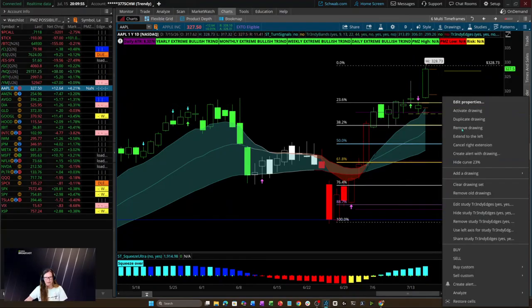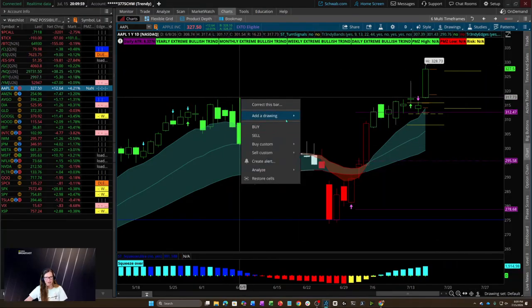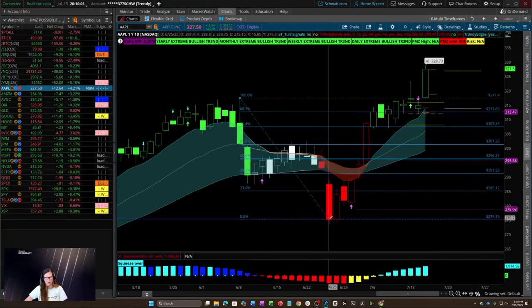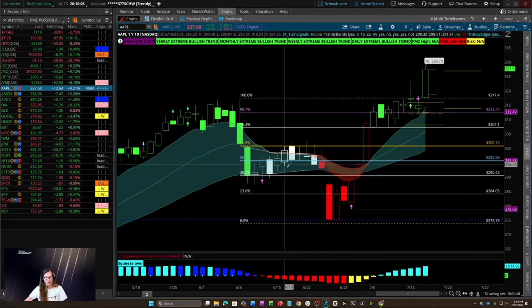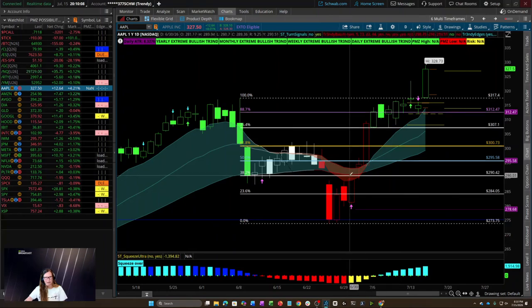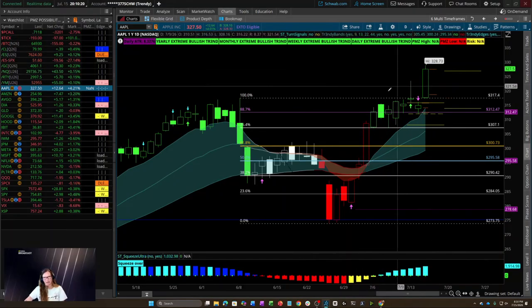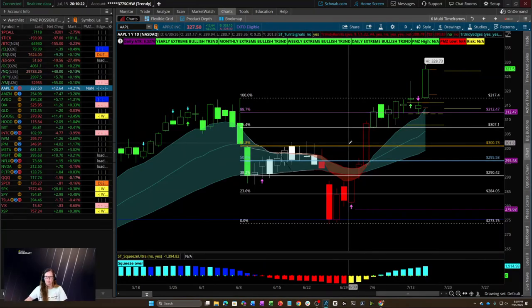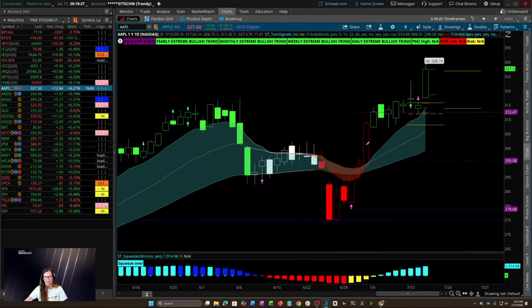Let's say I wouldn't have been, but let's pretend that I was short Apple right here. I would want to stay short as long as price closed below the 38.2. But once it closed above the 38.2, telltale sign it's probably reversing, and I would be stopped out right here on this candle.